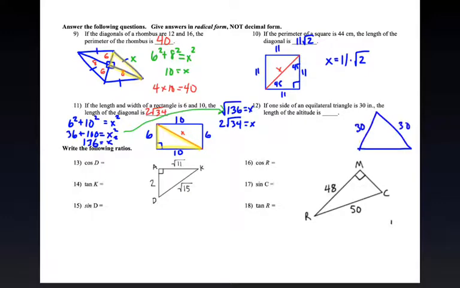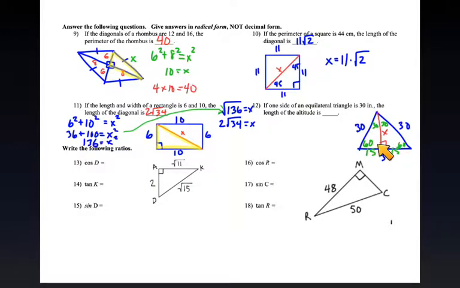If one side of an equilateral triangle is 30, that means all the sides of the equilateral triangle are 30. The length of the altitude is x. I think we know something about the angle measures as well. It's 60 degrees here. The altitude chops this 60 degrees in half. That's a 30, 60, 90 triangle. The altitude also chops this 30 in half, so that's 15.